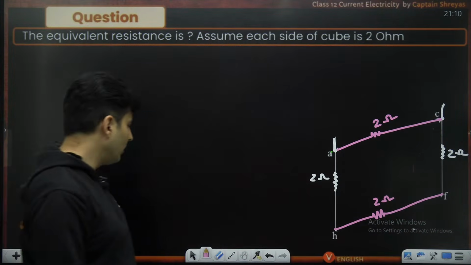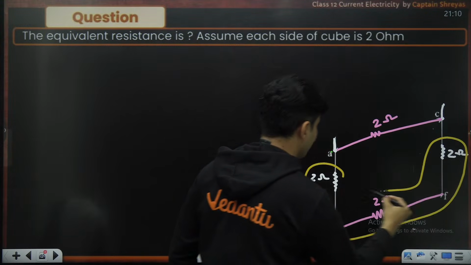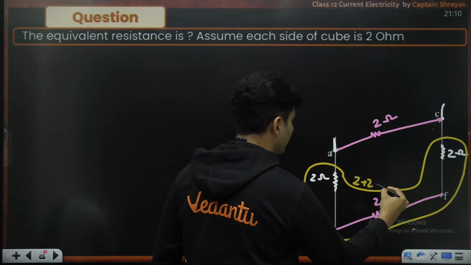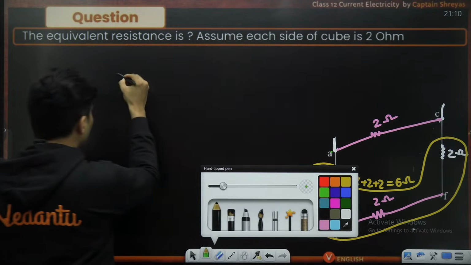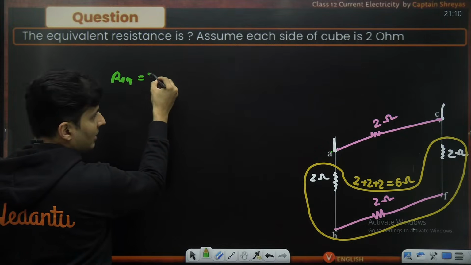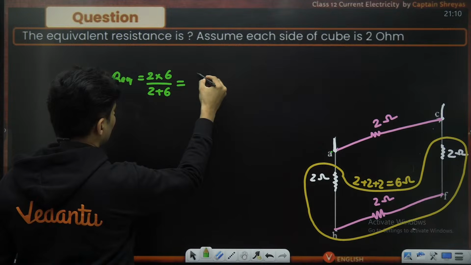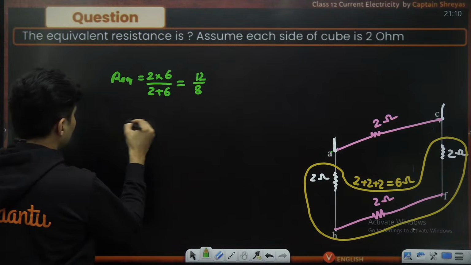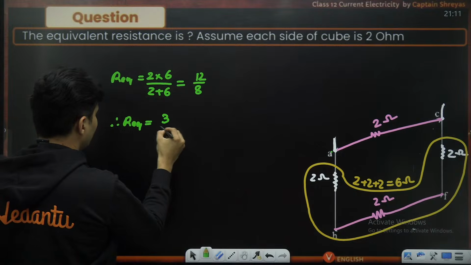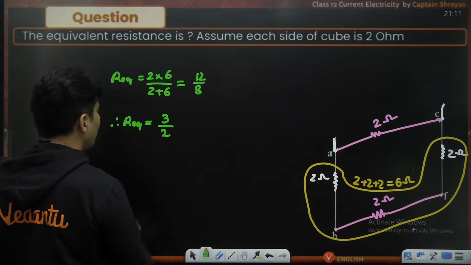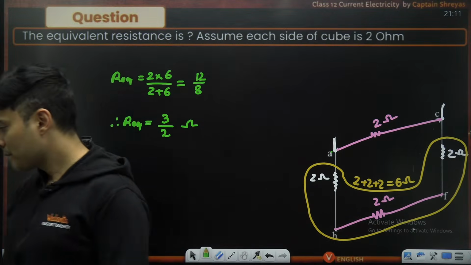Now this is straightforward, guys. You can clearly see that these three resistors are in series. So 2 plus 2 plus 2, which is 6 ohms. 6 and 2 are in parallel. So the R equivalent will be R1 R2 divided by R1 plus R2. So 6 2s are 12, 6 plus 2 is 8. So therefore, equivalent resistance will be 12 divided by 4, that is 3, 8 divided by 4, that is 2. So 3 by 2 ohms or 1.5 ohms. That is the answer. Yeah, perfecto.